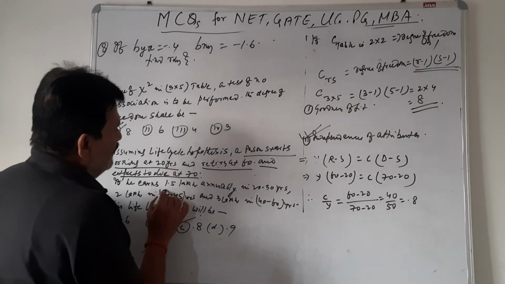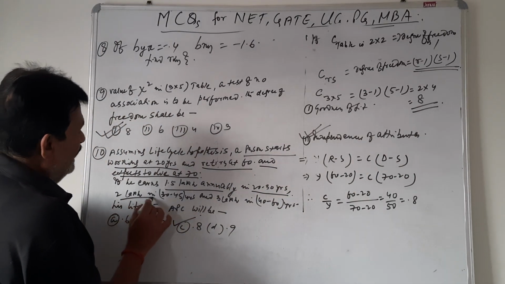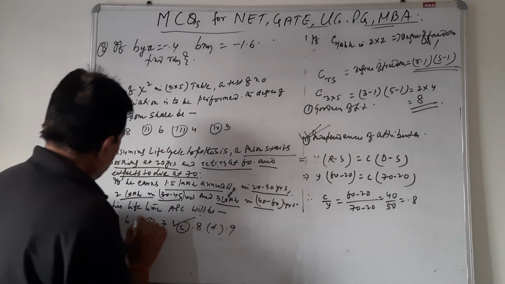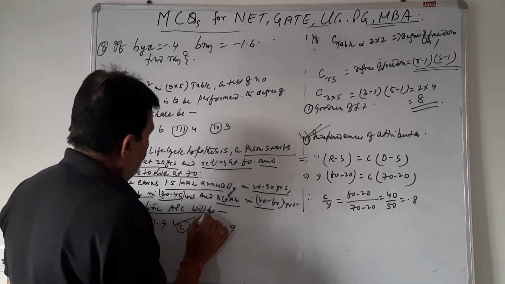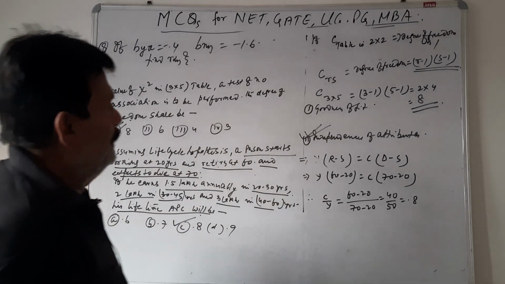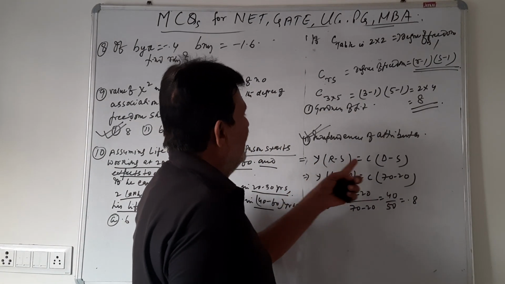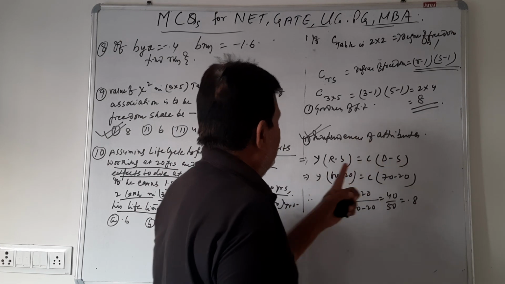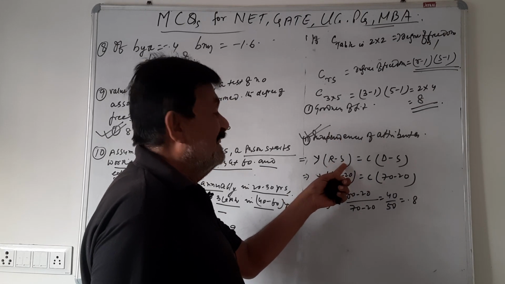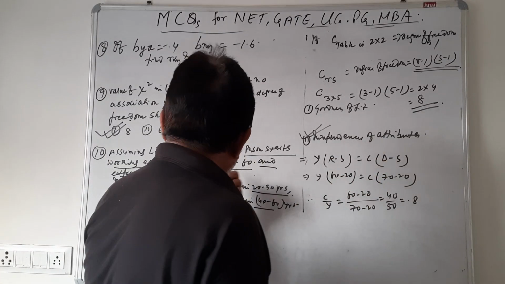If he earns 1.5 lakh annually in the 20 to 30 years span, 2 lakh in 30 to 40 years, and 3 lakh when he is 40 to 60 years, his lifetime APC, the average propensity to consume, would be. In this context, there is one formula: Y into R minus S equals C into D minus S. Y is income, C is consumption, R is the retirement age, S is the starting age of work, and D is the death age. Everything is given in the sum.